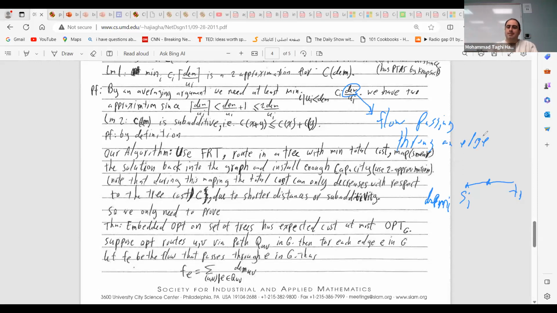Good. So what is the algorithm that we can do here for this problem? And what is the trick? The general idea is to solve this problem via FRT or Bartal. To make it even simpler, we consider a spanning tree result, that we want to embed it into a spanning tree. We get a log loss, but the explanation would be easier. But you can also save this log and go and use FRT.